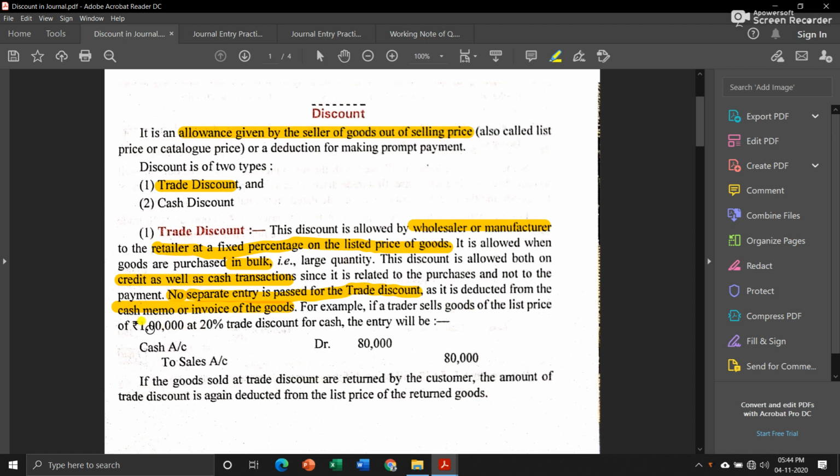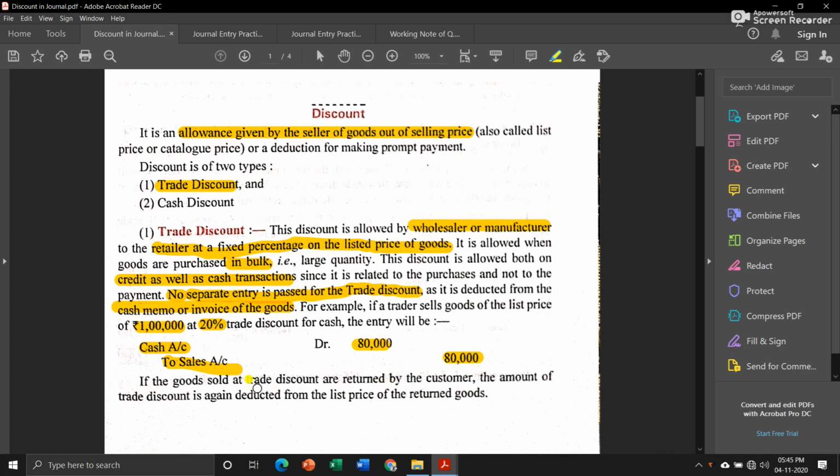For example, suppose if goods are sold of the list price of 1 lakh at 20% trade discount, then entry will be cash account to sales account and amount will be different. Instead of writing 1 lakh, we will deduct this 20% of 1 lakh, that is 20,000, and after deducting we will write 80,000 directly in the journal.